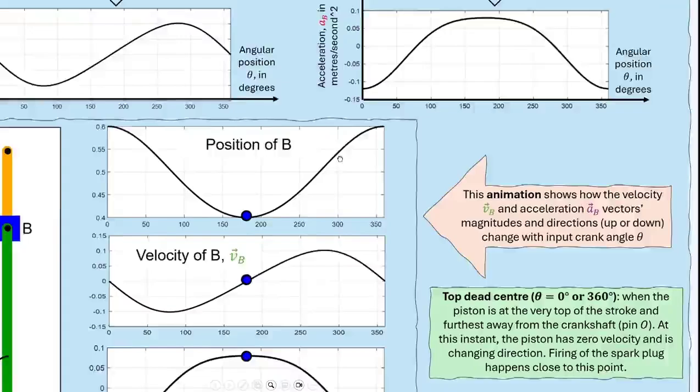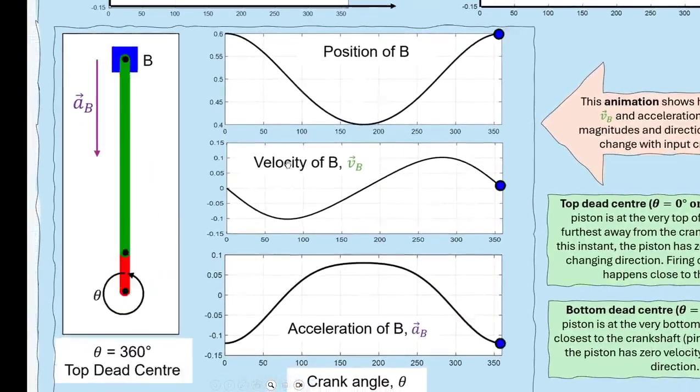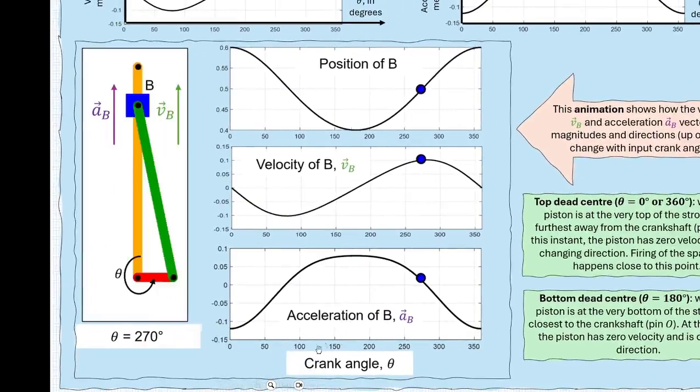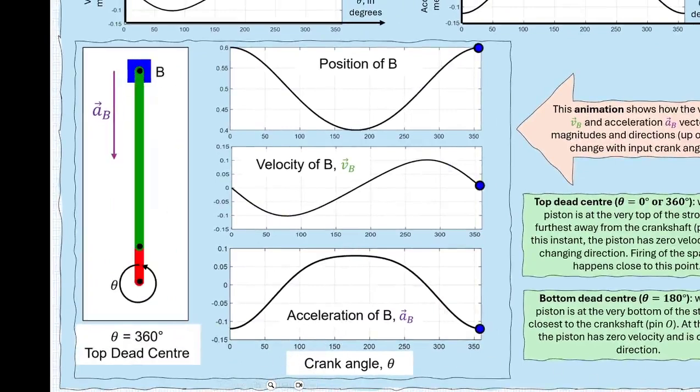And again, if we plot that for various input crank angles, this is the graph we obtain for the acceleration of the slider. This animation over here shows the position, the velocity, and the acceleration of the slider for various input crank angles.